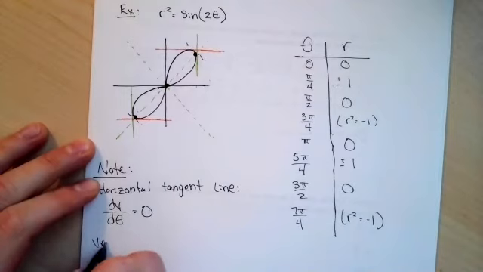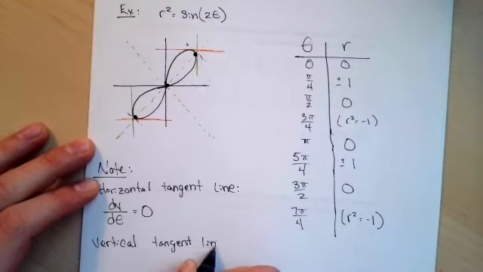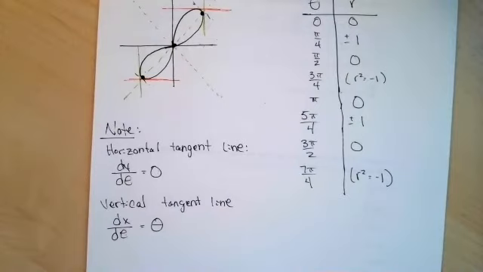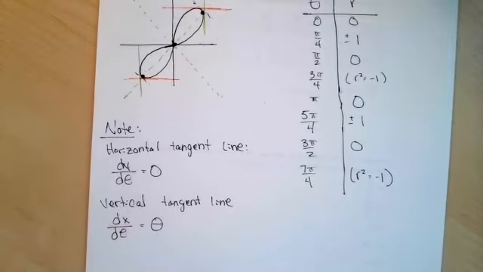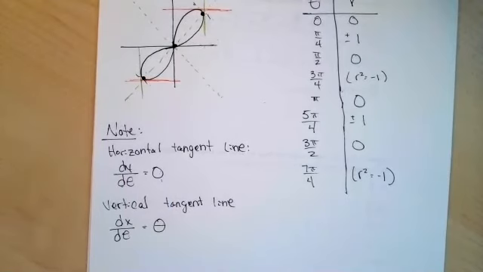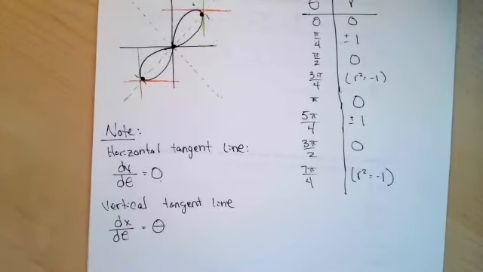And then likewise, for our vertical tangent lines, we are looking for where dx d theta is equal to 0. So if we had a parametric curve, y of t and x of t, essentially the same thing. We are just looking for dy dt equal to 0 for horizontal tangent lines, and for vertical tangent lines, dx dt equals 0.